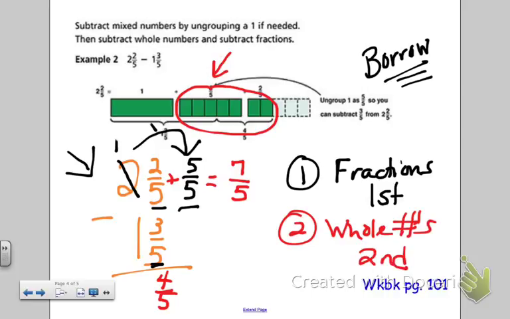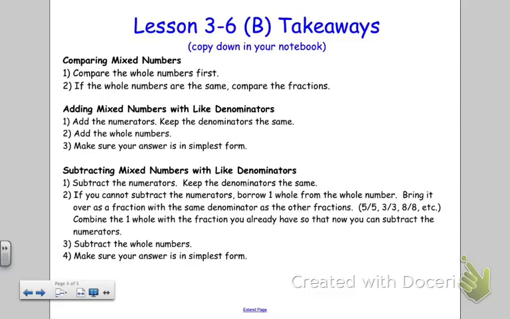And of course, the whole numbers come second. I have to do 1 minus 1, which of course is 0. So all I have is 4/5 remaining. And you can see that's what they have here for the answer. They took away 1 whole and 3/5, and there were 4/5 remaining. Alright, the takeaways. So first, comparing mixed numbers. Compare the whole numbers first. It might make it easy. And if the whole numbers are the same, then you're going to have to compare the fractions.